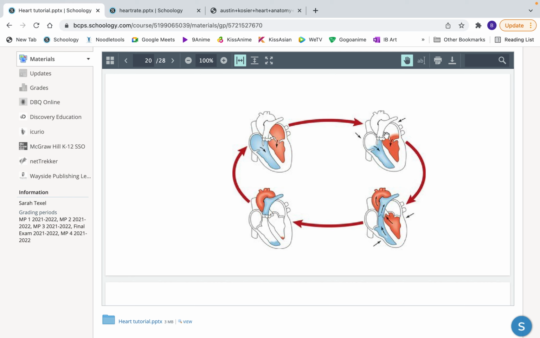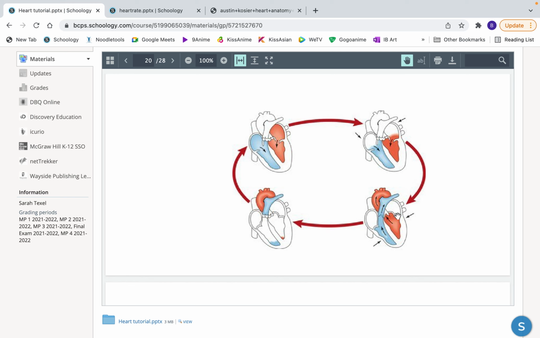Then we move on to what is called atrial systole. Atrial systole is when the atrium is going to contract. Again, that AV valve is still going to be open. The atrium is going to contract, and the blood is going to stop being in the atrium, and it's going to push into the ventricle. So this pressure in the ventricle is then going to cause what is called ventricular systole.